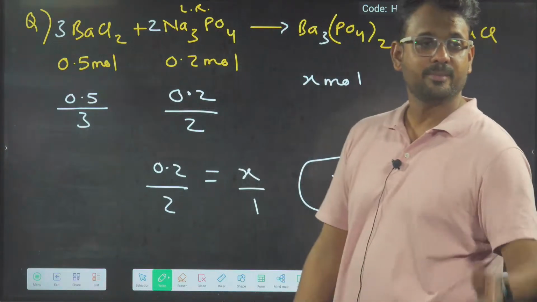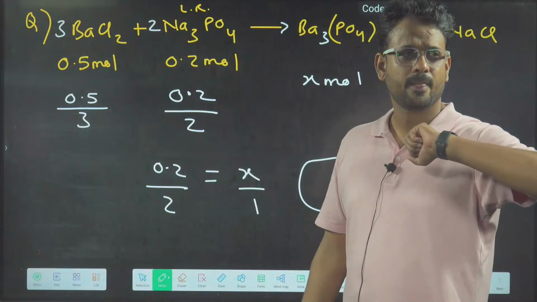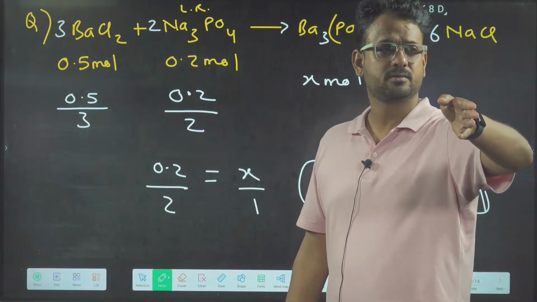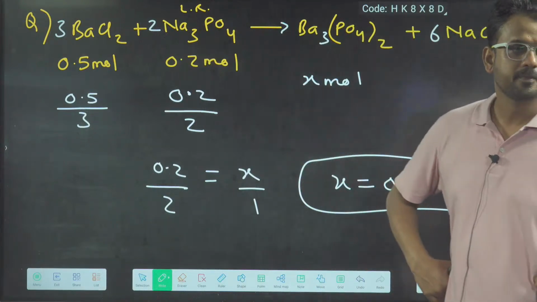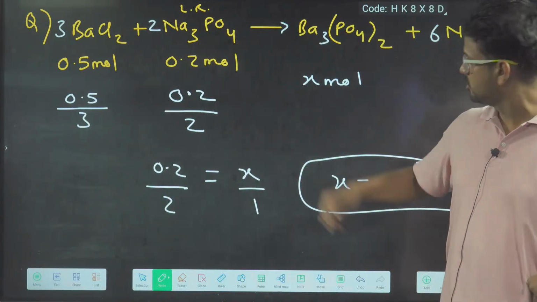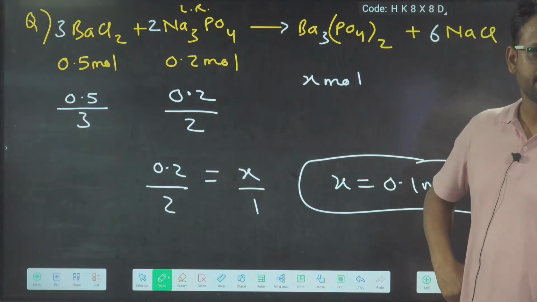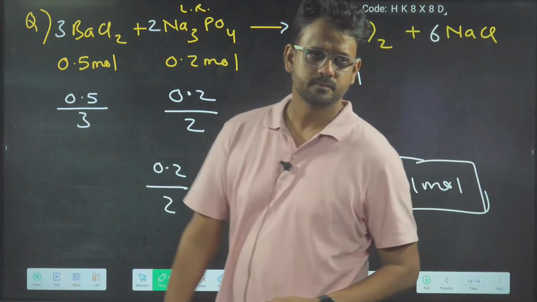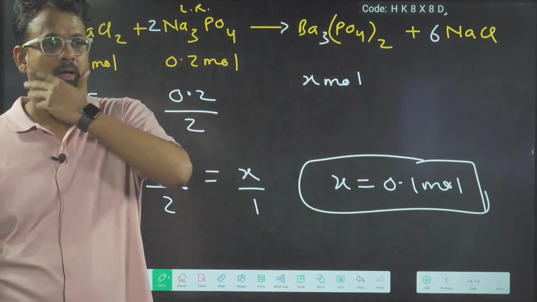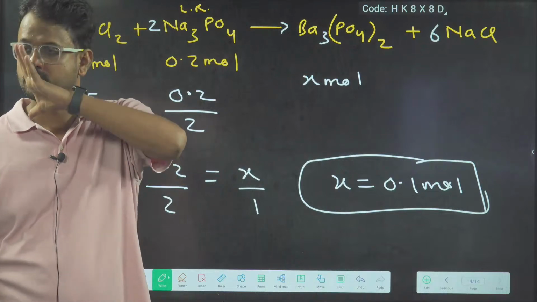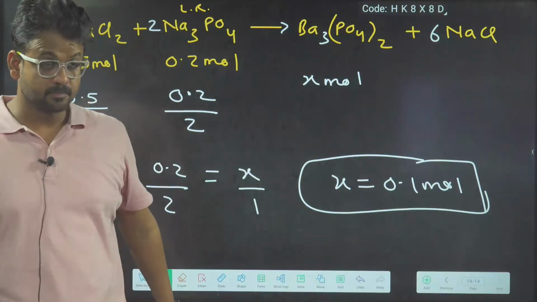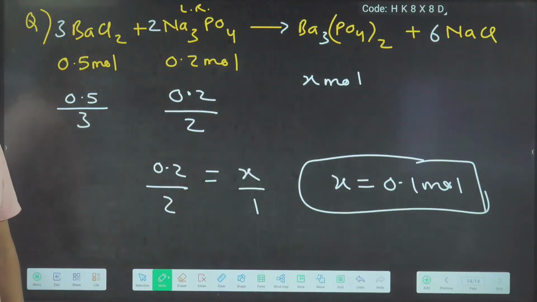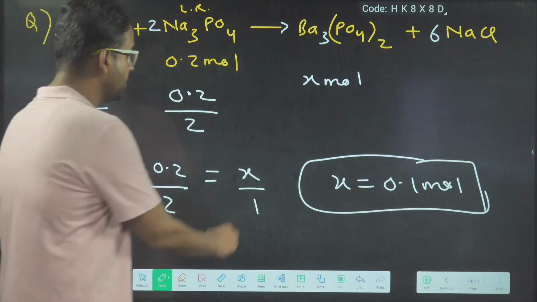How did 0.2 mole come? It was given in the question here. I had said, Bhavya, 0.2 mole of Na3PO4. It was written in the question only, beta. So 0.2 mole was written in the question. Okay? Understood? All clear, guys, everyone? So 0.1 mole will be the answer.